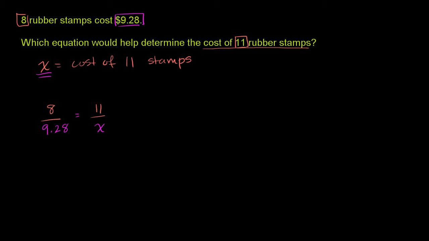Another way you could do it, you could say 8 stamps to 11 stamps would be equal to the cost of 8 stamps, which is $9.28, to the cost of 11 stamps. So this is another actually equivalent equation. You can do algebraic operations to get from one to the other. The other option is that you can flip the numerator and the denominator of both. You essentially can take the reciprocal of both sides.